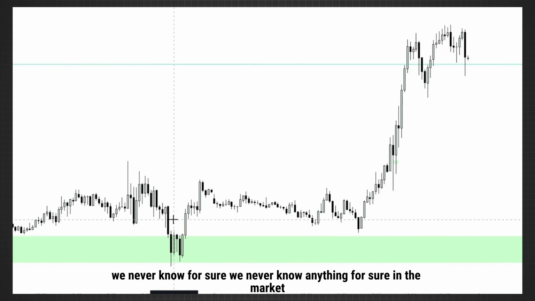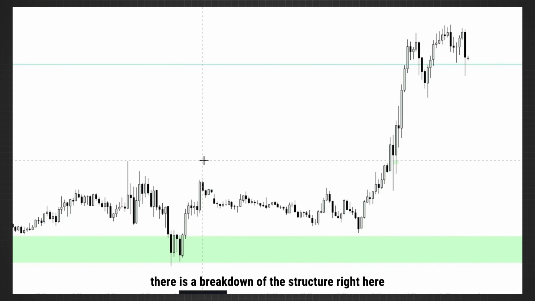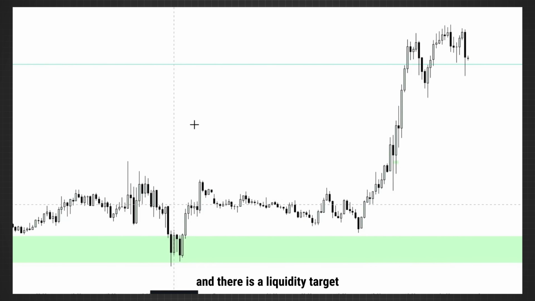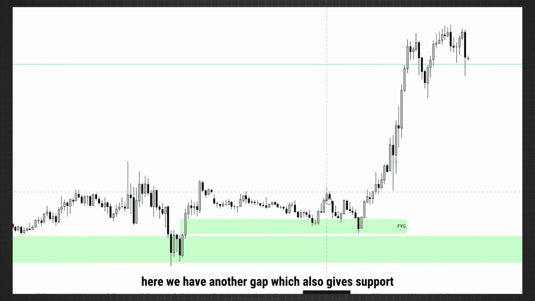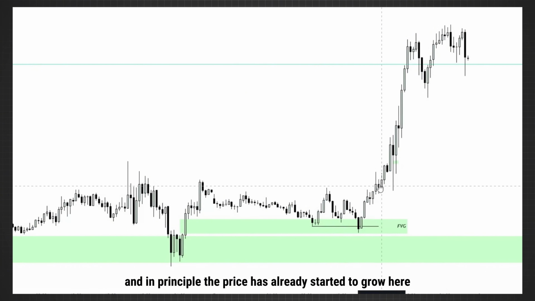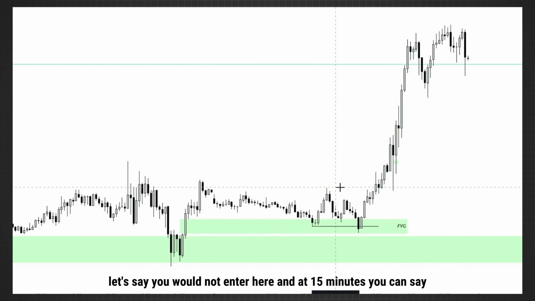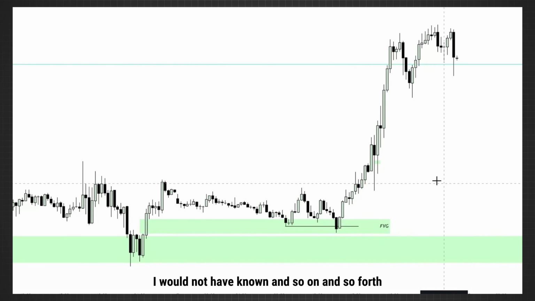We never know for sure. We never know anything for sure in the market, but we just form a hypothesis. That is, I confirm that yes, there is a gap at 4 hours, there is a breakdown of the structure right here, and there is a liquidity target. Everything adds up and suggests that there could potentially be an upward movement. Here we have another gap, which also gives support, i.e., there was liquidity withdrawal here, and in principle the price has already started to grow here. Let's say you would not enter here, and on M15 you can say, well, the order block has been withdrawn. I would not have noticed this one, I would not have known, and so on and so forth.